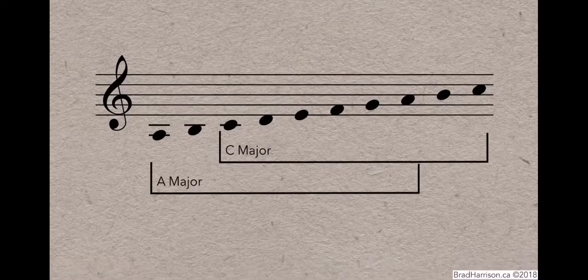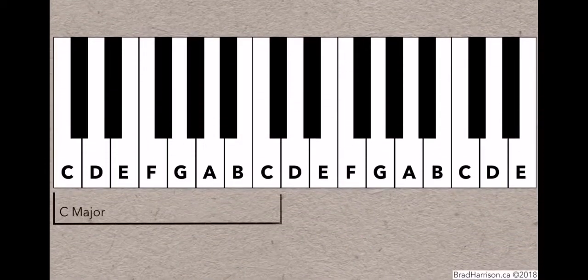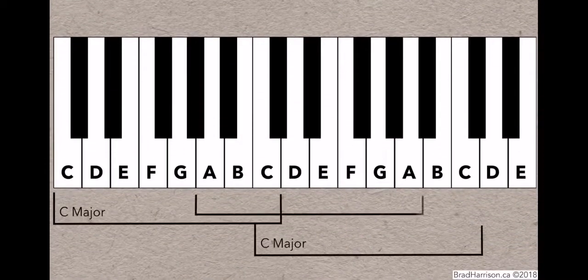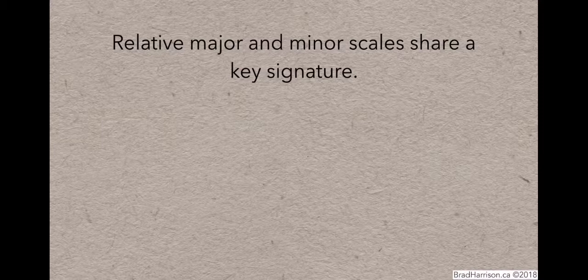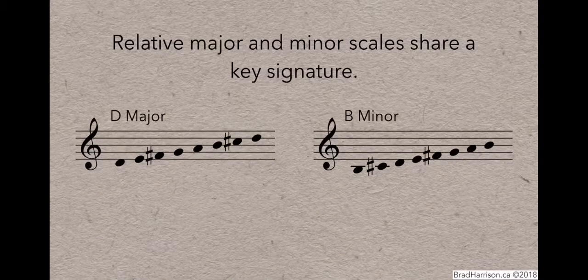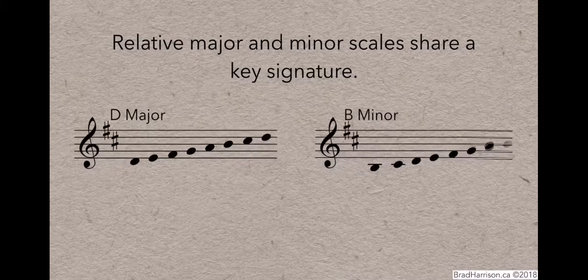We can also see this phenomenon on the piano. Here's a 2-octave C major scale, and this section of notes in the middle is an A minor scale. Some people like to think of the minor scale as starting on the 6th note of the major scale. Similarly, relative major and minor scales share a key signature. For instance, D major and its relative minor, B minor. Both have 2 sharps, F sharp and C sharp, which means you can also write these scales like this, with a key signature, instead of writing out the individual sharps.